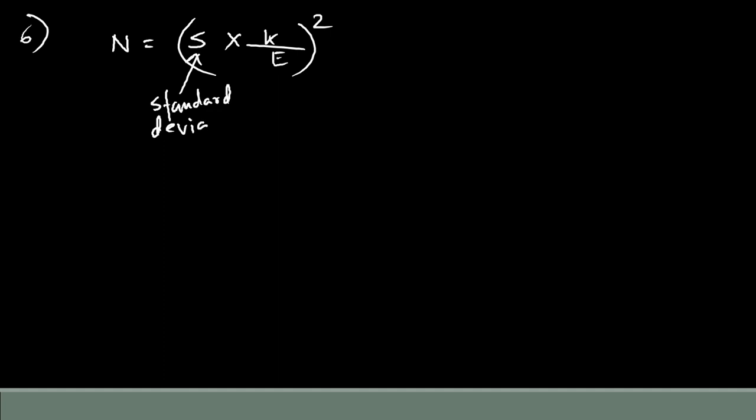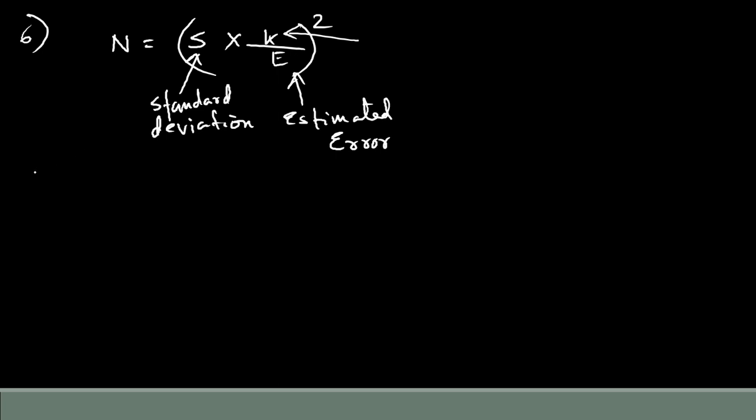How many samples do you need? Like how much sample data you need? We get it from n equals (s times k divided by e) squared, where s is the standard deviation, e is the estimated error, and k is a constant for, let's say, a 95% or 99% level of confidence. So you will get k accordingly. This is also very important.